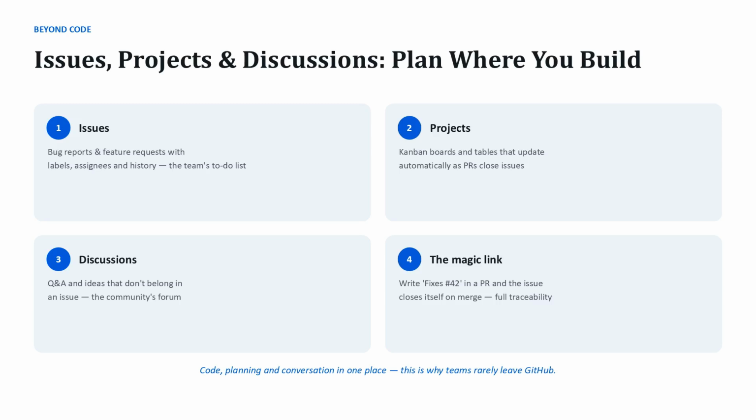And here's the small feature with huge consequences. Write fixes #42 in your pull request description, and when the PR merges, issue 42 closes itself automatically. That link between the problem and the exact code that solved it, recorded forever, is the traceability that auditors, managers, and future teammates dream of. Code, planning, and conversation in one place. That's why teams rarely leave.